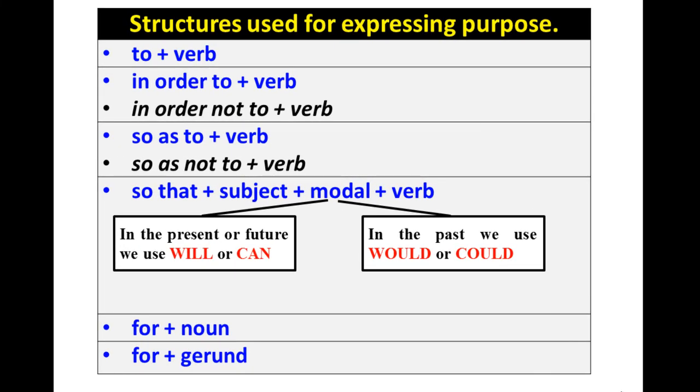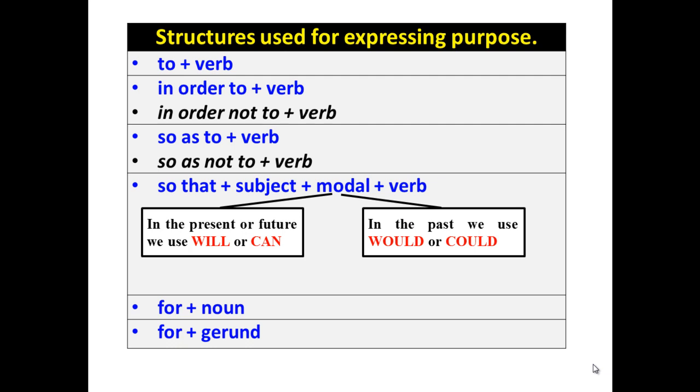This is the summary of what I have just said. We can use several expressions to express purpose. We can use to, in order to, or so as to, and this should be followed by a verb. In order not to is the negative form of in order to, and so as not to is the negative form of so as to. So that and in order that should normally be followed by a modal. We use will and can when the verb in the sentence is in the simple present or the simple future. We also use could and would when the verb is in the simple past. For can be followed either by a noun or a gerund. Gerund means verb plus ing.